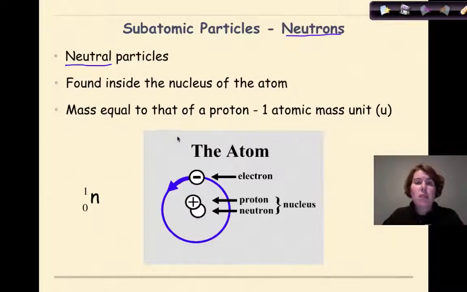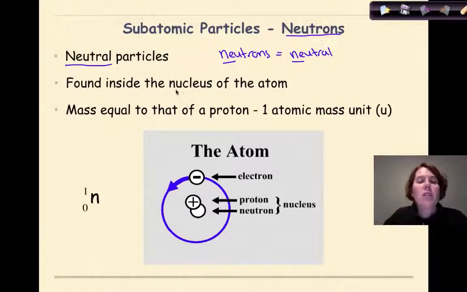So just like protons are positive, P and P, we can think of neutrons basically being neutral, so N and N. Neutral, neutrons, positive, protons, somewhat convenient. Neutrons are also found inside the nucleus of an atom, and what I tell my students is that P and N are relatively close to each other in the alphabet, so we try to keep them together. So we're going to keep them together inside the nucleus.